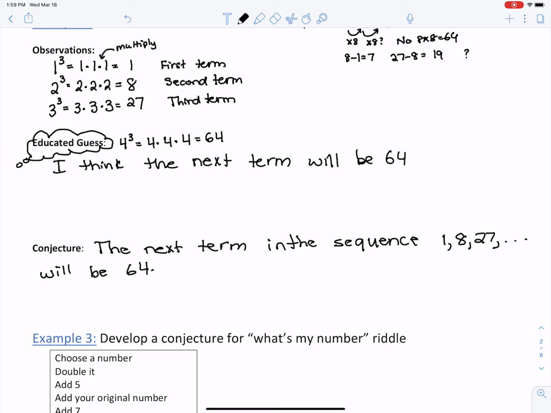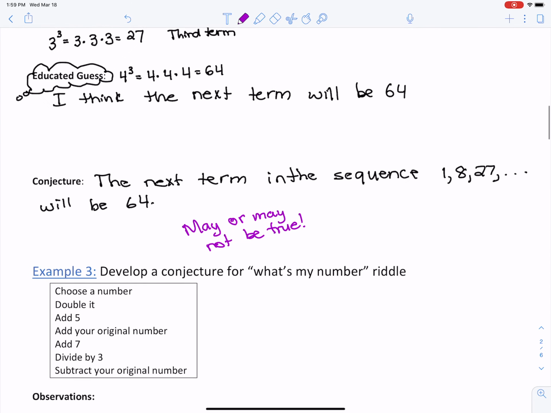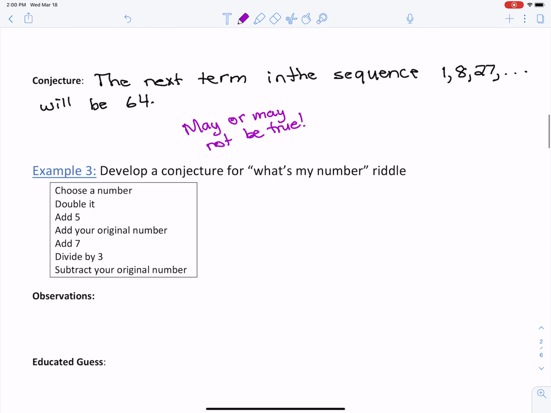This conjecture may or may not be true. So we're not saying that this will be true all the time. We have no idea. This conjecture may or may not be true. We're just looking at the patterns and then deciding what we're going to think is going to happen. Okay, let's look at this one.